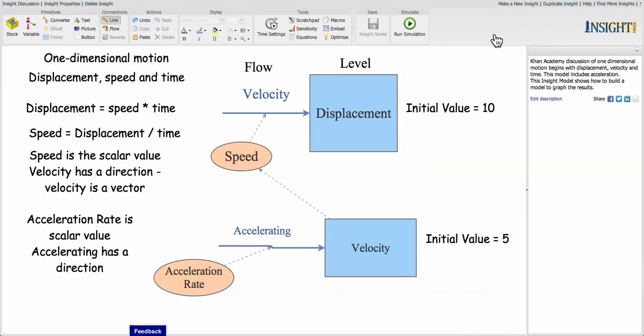Okay, so that would be your next assignment. Your homework is to build this model and play with it to understand acceleration.